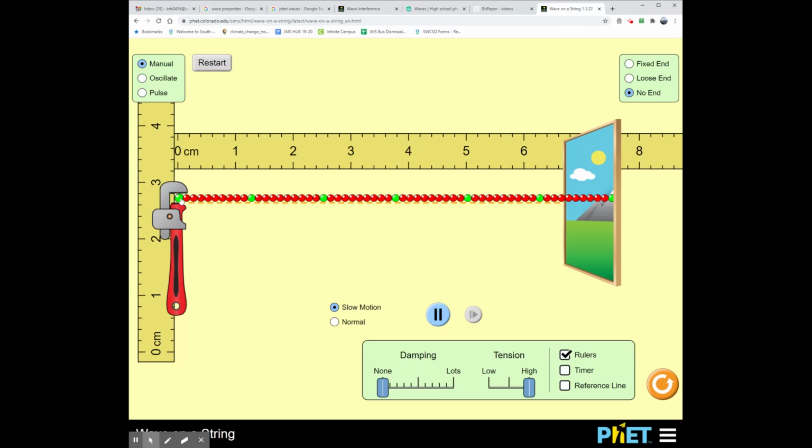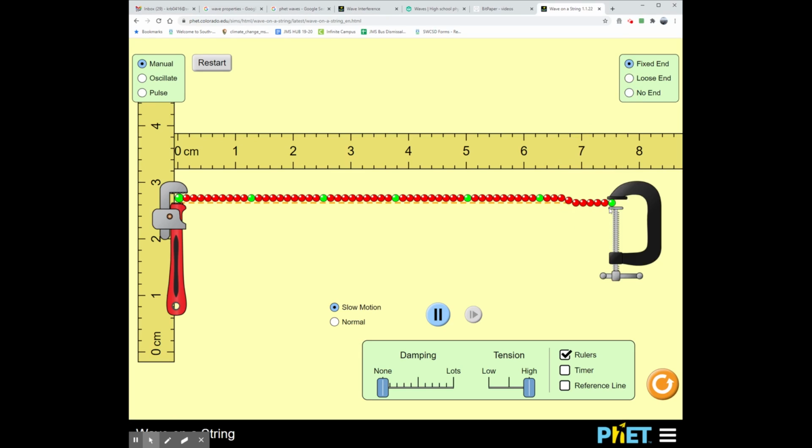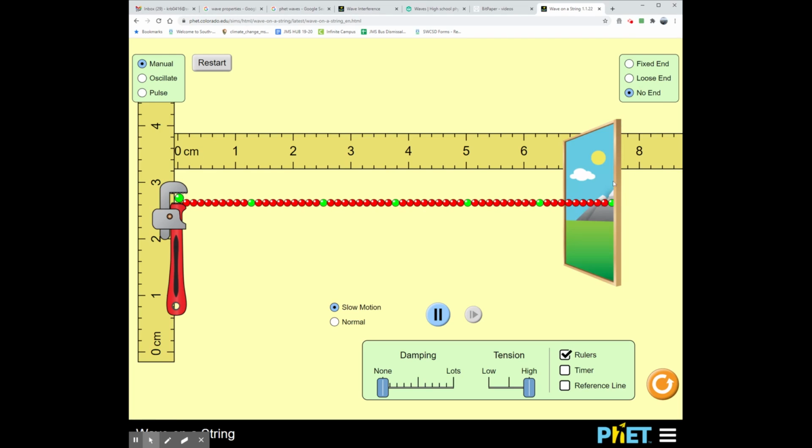So here we've got a string of beads, right? And on one end is a wrench, which doesn't matter. We're just holding the bead there, and that's what we're going to use to send our first wave. And you'll see over here that our wave is going out the window. What that means is there's no end to the direction where I'm sending the waves. So I could have put them on a fixed end like this or on a loose end like this, but I'm not going to do that. Instead, I'm going to put them on no end. That way, we don't have waves bouncing back because we're not ready to talk about that yet.